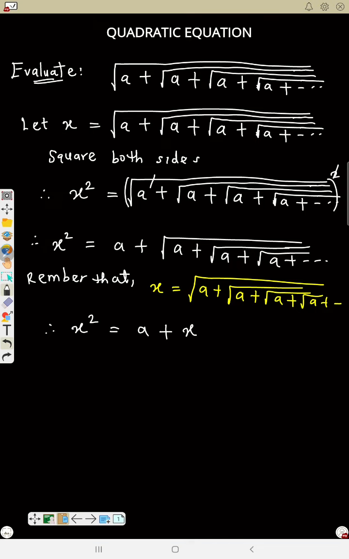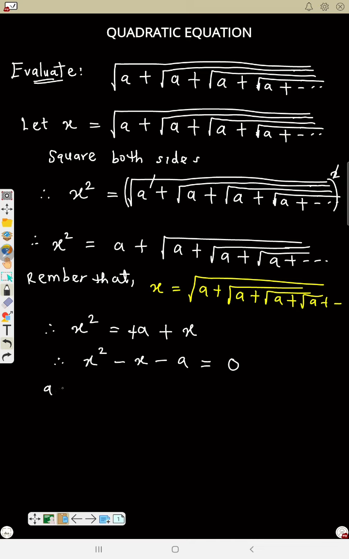Now from here we are going to collect terms on the left hand side, so make everything equal to 0. So this will become x squared minus x, because this is plus, if you cross the equality sign it becomes minus, then minus a, this is also plus a, if you cross the equality sign it becomes minus, everything equals 0. Now this is a quadratic equation, so we can use the formula method.